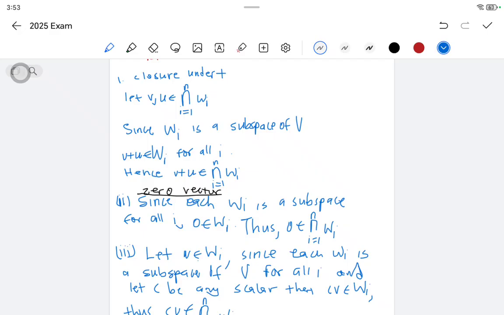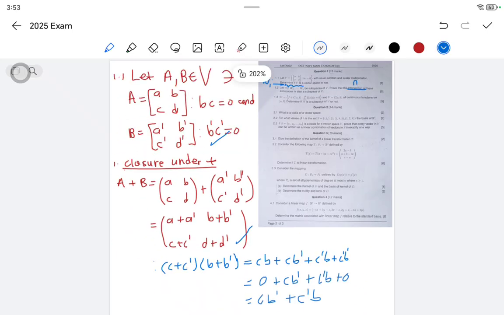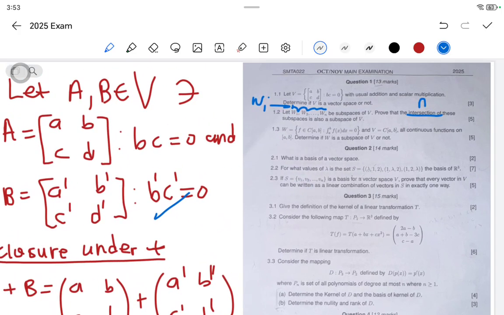Yes. All right, so with 1.3, let me see, they said what? W is equal to f, an element of C[a,b], such that the integral from a to b of f(x) dx is equal to 0. And so this is about all continuous functions on the closed interval [a,b]. And they say determine if W is a subspace of V or not, right?